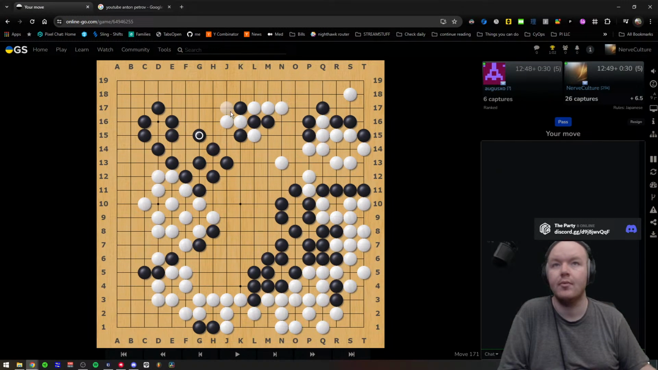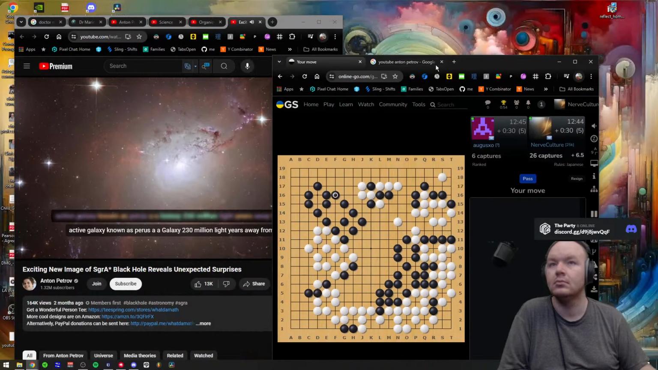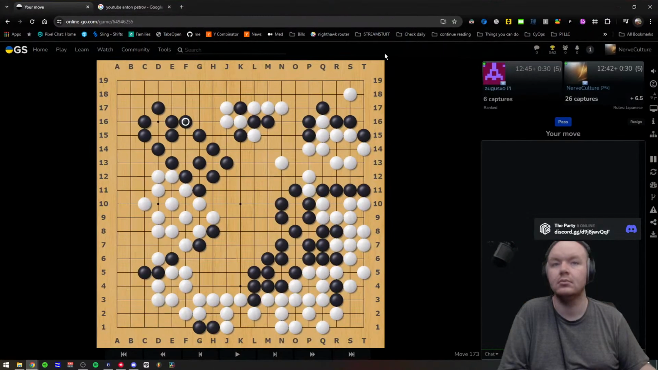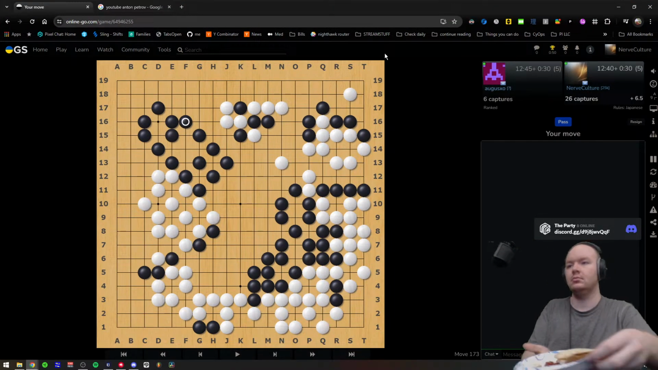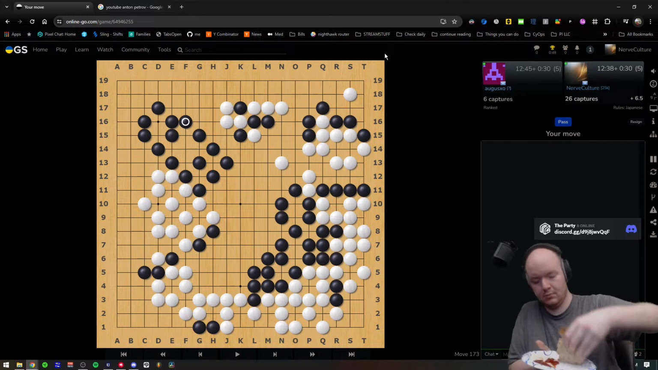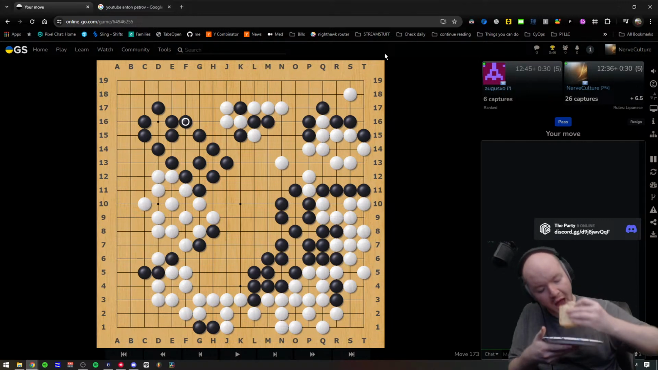Anyway, one of the more recent images taken by the Event Horizon Telescope, not from our galaxy, was the image you see right here. This was the observations from a very famous and very active galaxy known as Perseus A, a galaxy 230 million light years away from us that basically produced evidence for an extremely ordered magnetic field, and a magnetic field that extended all the way through the black hole and even past it.